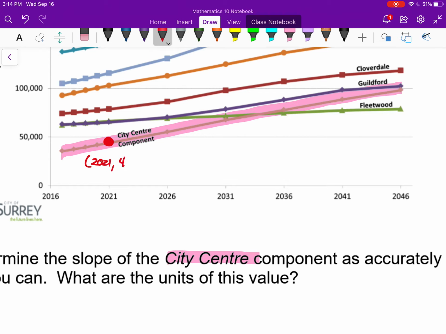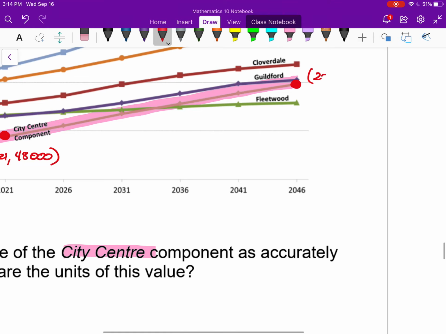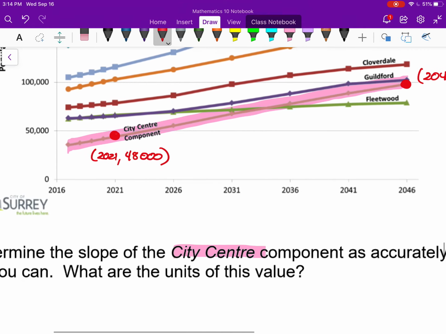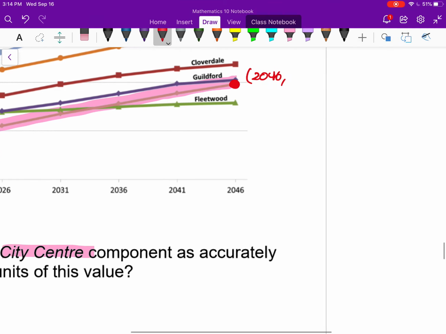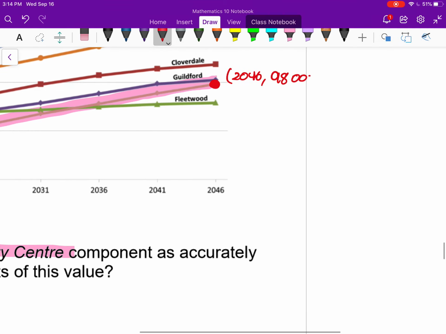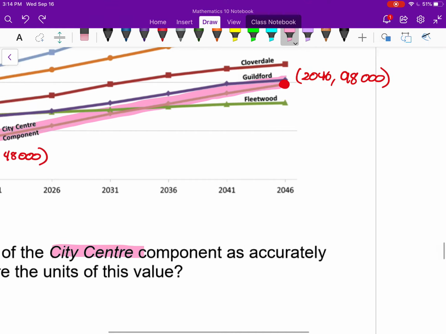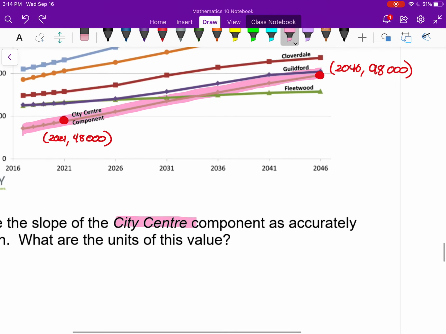Another point I want to pick, how about I go right to the end? Let's look at this point right here. I know that's the year 2046. Population is just shy of 100,000. Let's say 98,000. Okay, so those are my 2 points. So how do I find the slope of this? I could use my slope formula, and it's not a wrong idea to call this x1, y1, and call this x2, y2. And in doing so, all I'd end up doing is subtract my y coordinates and divide that by when I subtract my x coordinates.